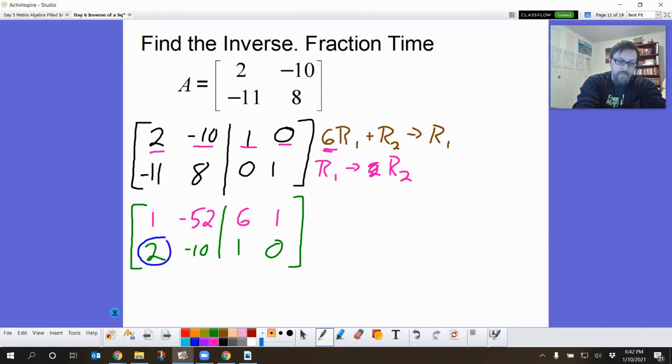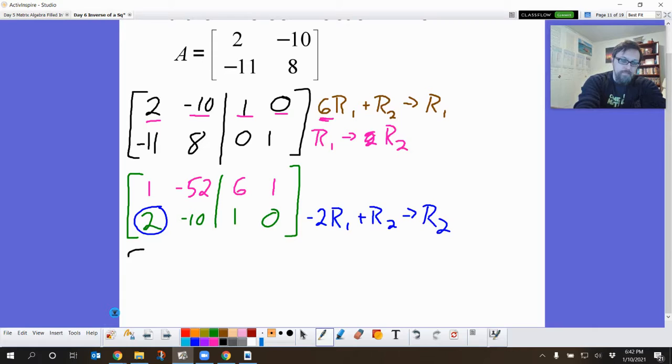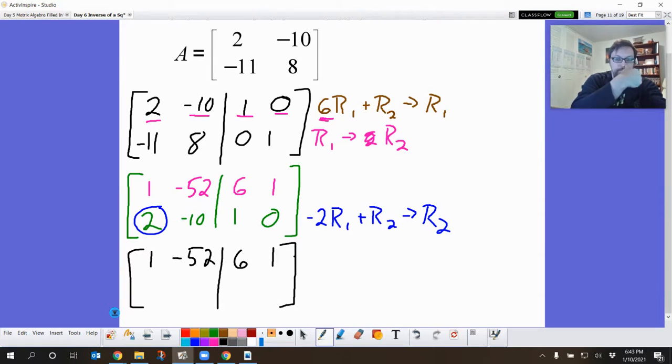Next, we've got to fix this 2. So that is going to be -2 row 1s. Add that to row 2. So keep the top row. -52, 6, 1.